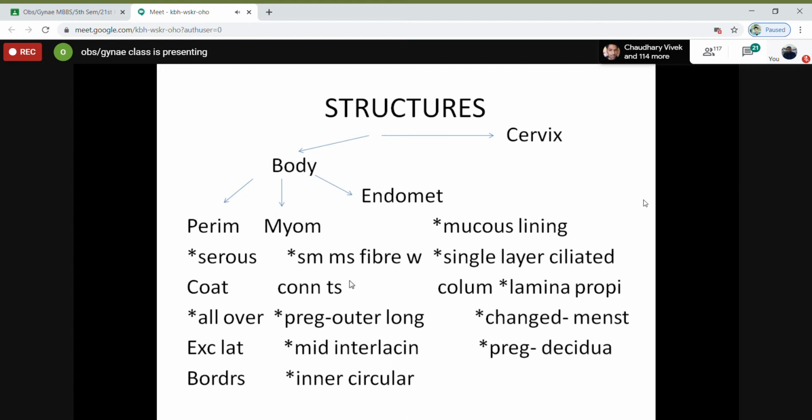Then the inner layer is the endometrium, which is a mucous lining. It has a single layer of columnar epithelium. Sorry, it is not ciliated. It is a single layer of columnar epithelium. It also has lamina propria, and this endometrium changes according to the hormones in the body. That happens during menstruation and in pregnancy. This endometrium is shed in menstruation. A part of the endometrium is shed and then again it regenerates. That's why it is changing.